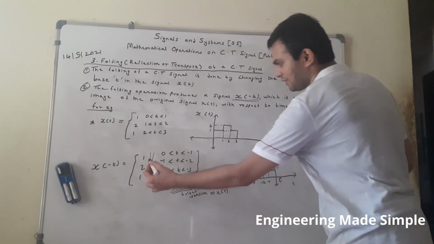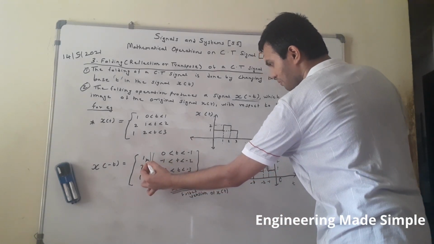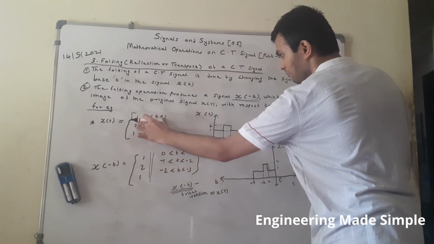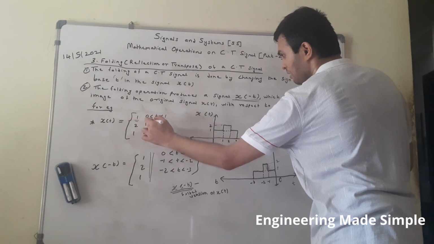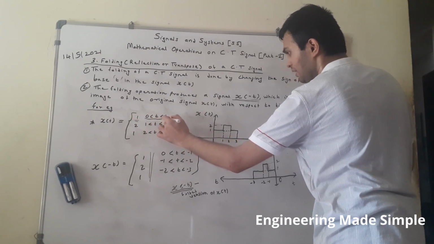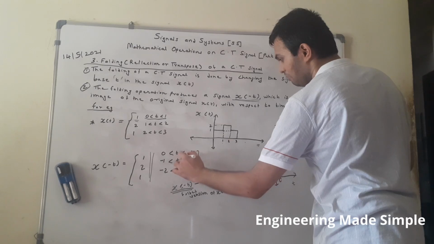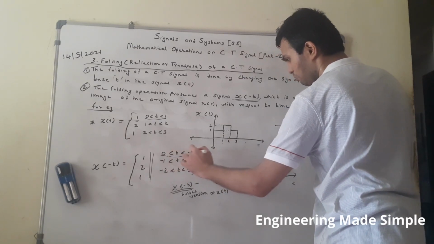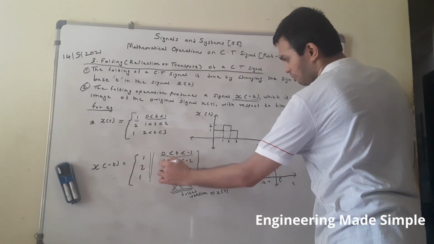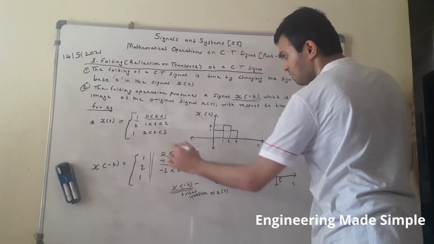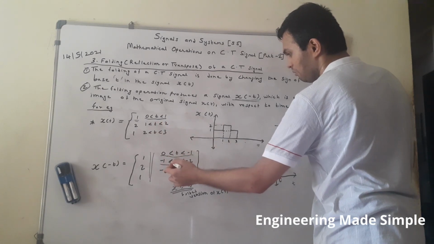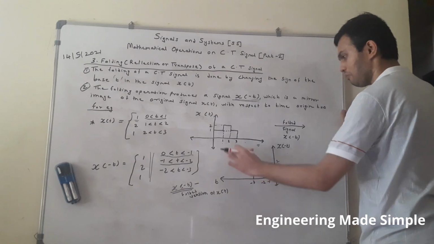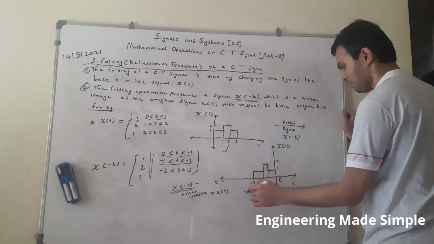So x of minus t has the value 1 in between 0 and minus 1. Whatever the value of the signal was from 0 to plus 1, the same amplitude value will be there, but it will be present for the negative values of the time axis, that is, from 0 to minus 1. Whatever the value was for the case of 1 to 2, the same value will be present for minus 1 to minus 2. So you observe these two waveforms: this is x of t and this is x of minus t.